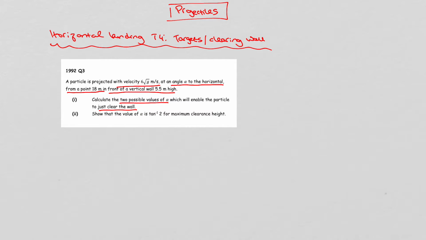So let's draw a diagram and set up our table. We have our particle projected at an angle of alpha to the horizontal at a speed of 6 root g meters per second. Then we have a wall that it is just clearing. We know that wall is 5.5 meters high, and that it is at a distance of 18 meters from where it is projected. So let's make out our table.